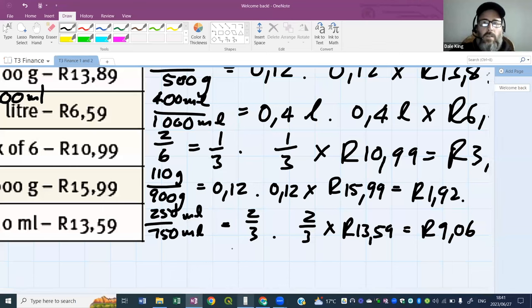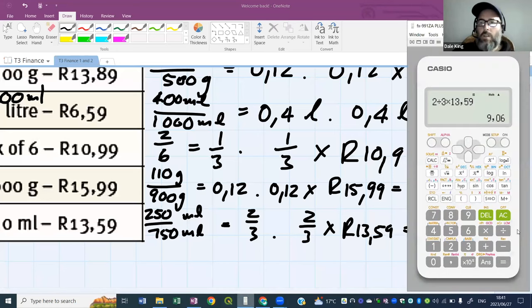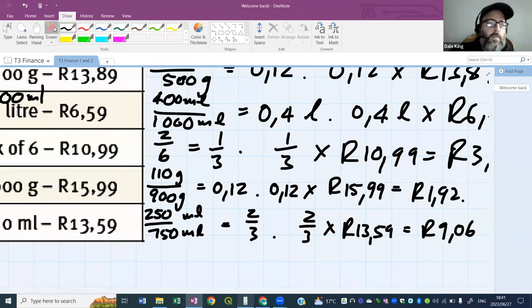All right, let's check. Just check it there, guys. I've got 250 mils that I need out of 750. All right, if I do that on a calculator, 250 over 750. Oopsie. Over 750. Oh, my apologies, guys. I'm dreaming tonight. It's 1/3.